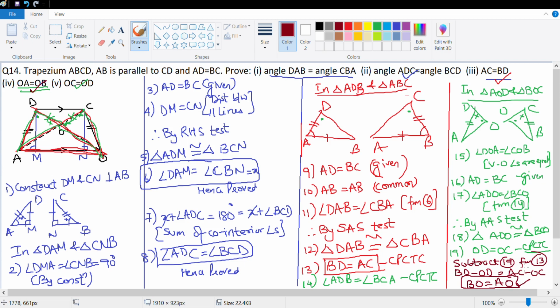Slightly longish question, number of parts, and we had to use congruency 1, 2, 3 times. Perfect. Very interesting question. That finishes this question for me.